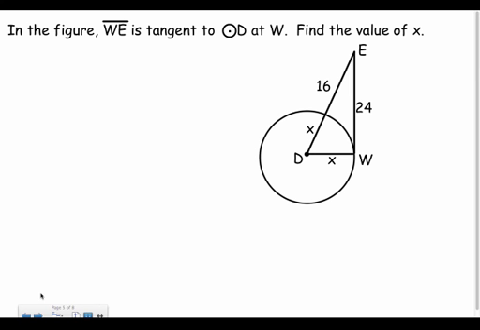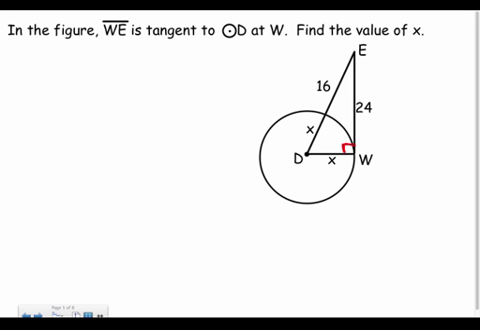Let's keep using that. It says in the figure, WE is tangent to circle D. So it says it is tangent. So now I know this makes a perpendicular with the radius. It's stating that it's tangent. Find the value of x.